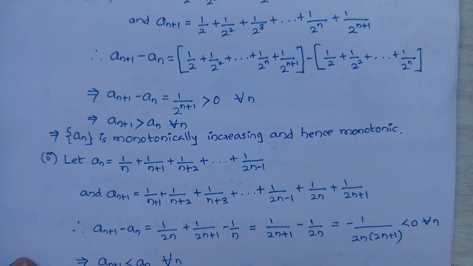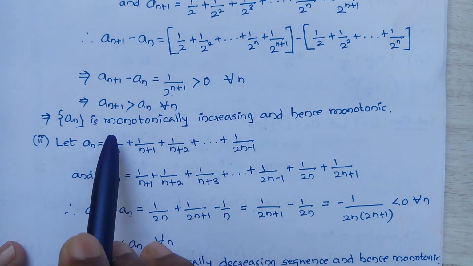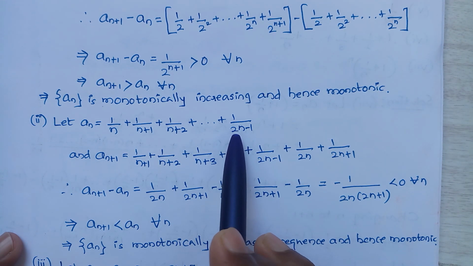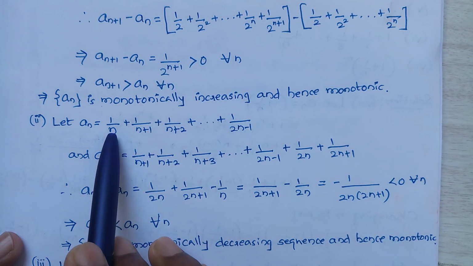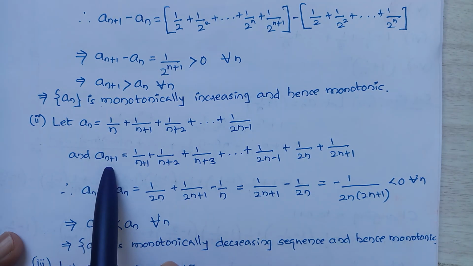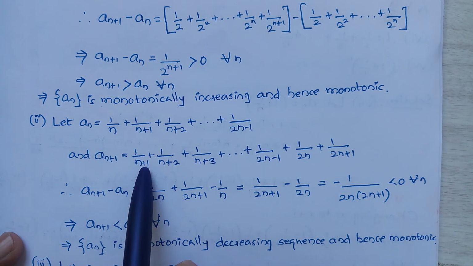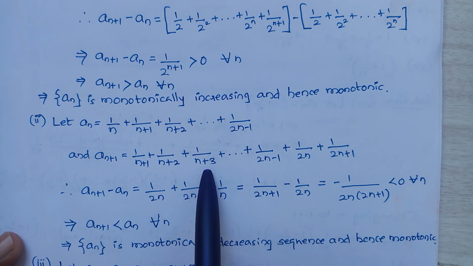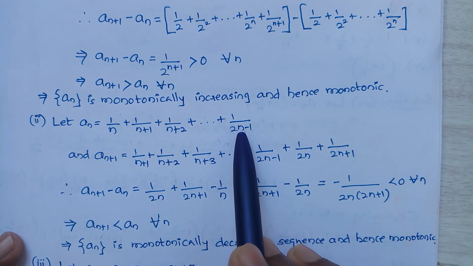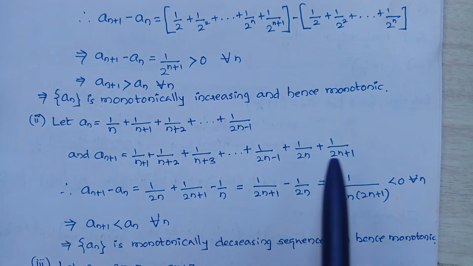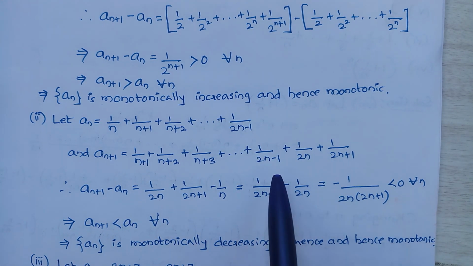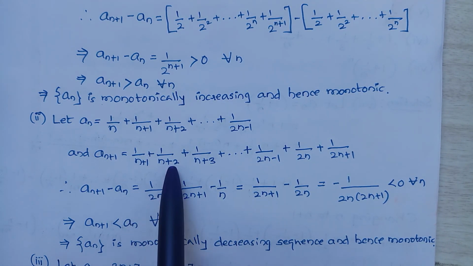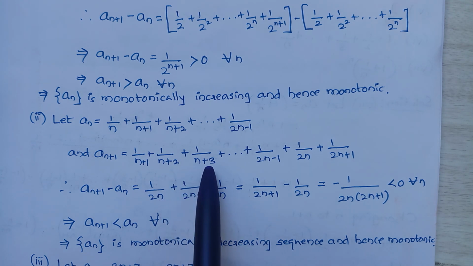The second example: let a_n = 1/n + 1/(n+1) + 1/(n+2) + ... + 1/(2n-1). If we substitute n with n+1, it becomes 1/(n+1), then n+1+1 which is n+2, n+1+2 which is n+3, and so on up to 1/(2n+2-1), which is 1/(2n+1). In the last term, the increase is by 1: n+1+1 is n+2, n+1+2 is n+3.